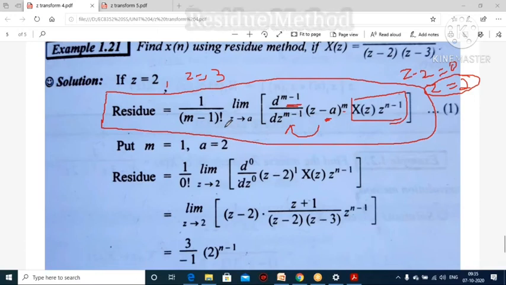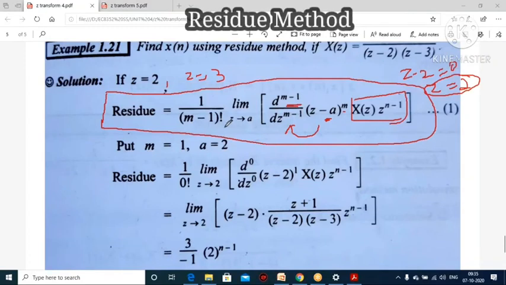Don't get confused here. You start from the right hand side to the left hand side. Inside the bracket you write x of z power n minus 1. This is more or less similar to the definition of the z transform, x of n equal to x of z power n. Similarly here also x of z power n minus 1. Before that you write the pole, z minus a, order is m, so z minus a whole power m.